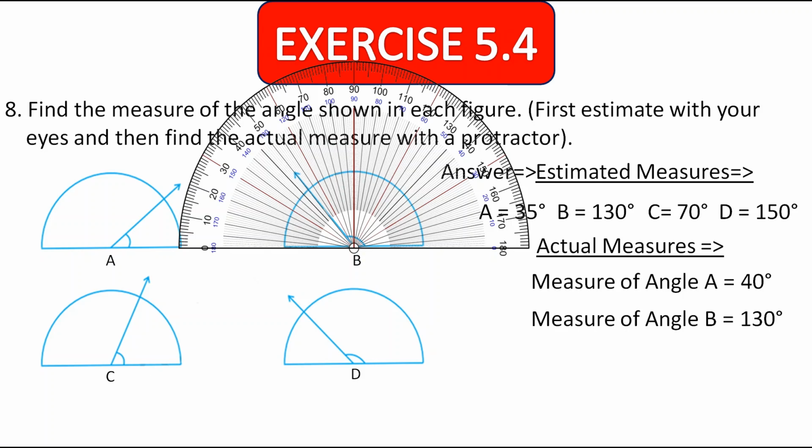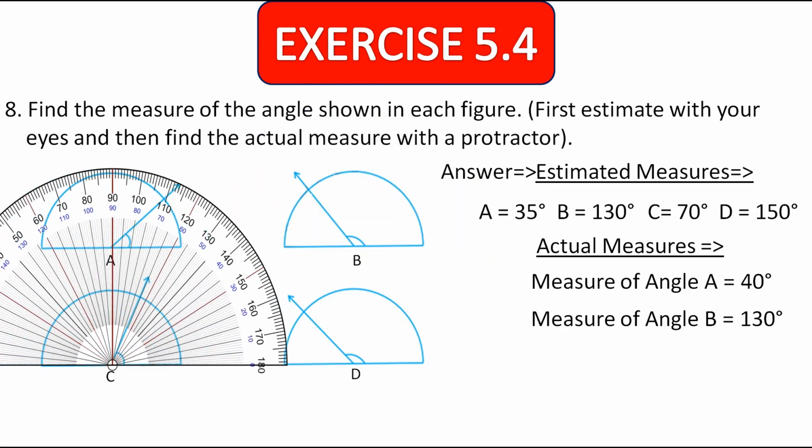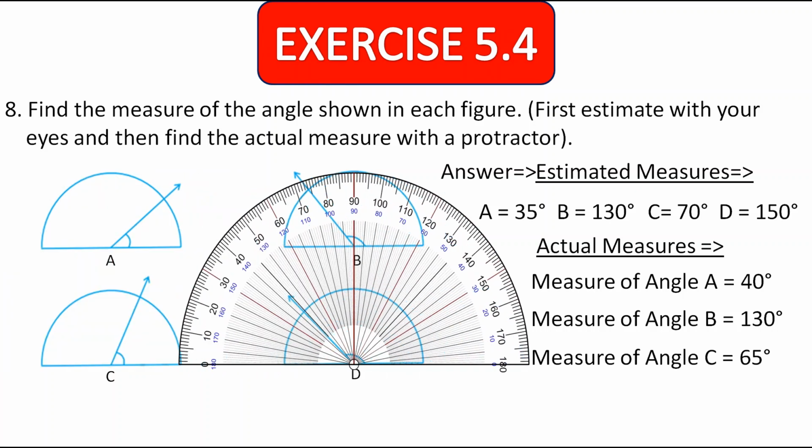Now let's measure the angle C. It is showing 65. So the measure of angle C is 65. We wrote 70 degree. Here also only 5 degrees difference is there. So don't worry for that. Now the measurement of angle D is 137. So here we got a little bit of difference. It's okay. They have told first to write estimated measurements. We wrote, and then we measured with the help of protractor. Okay. Now let's move to the next question, that is the ninth one.